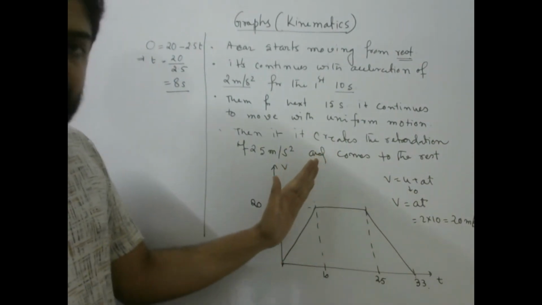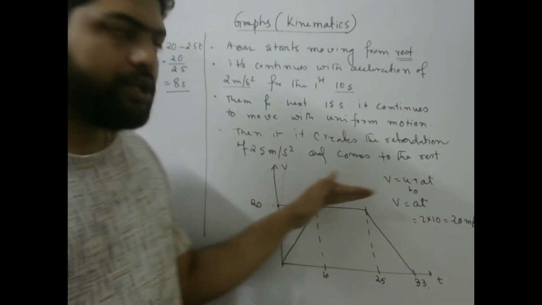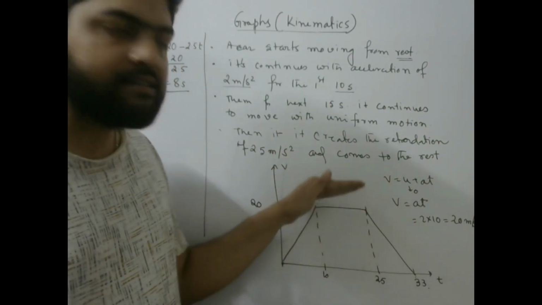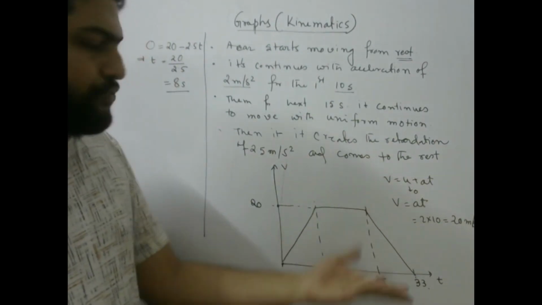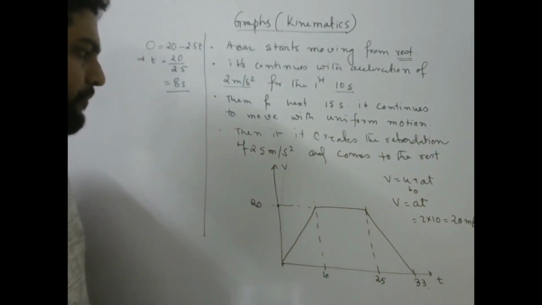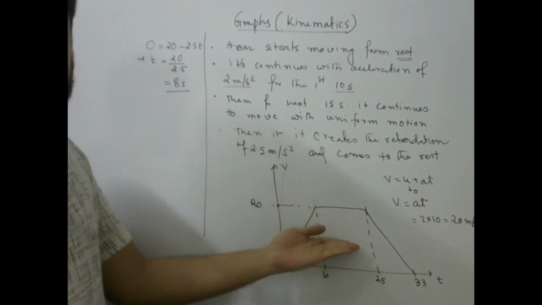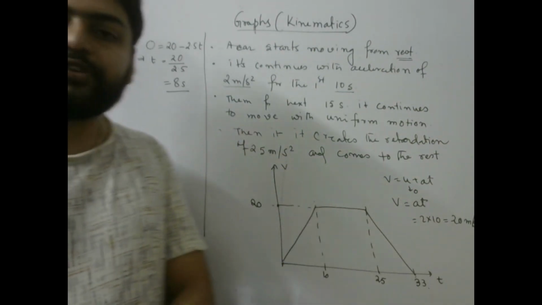Rising, uniformly accelerated, straight line; then uniform motion, parallel to the time axis; then retarding motion, downward direction. Finally it comes to rest, so it will touch the t-axis. So this is the graph. From the graph you can calculate the area, which gives you the total displacement of the particle.